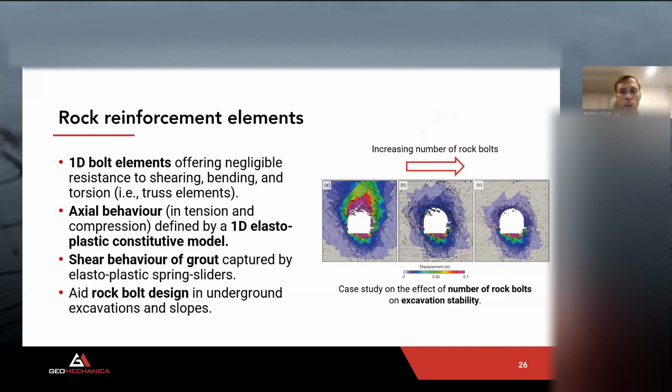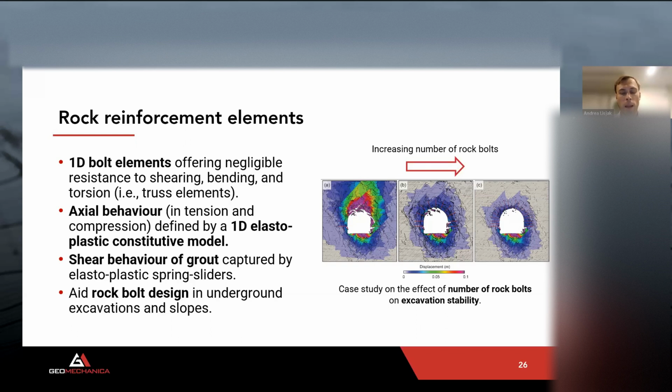And one last feature that I want to touch on here is the ability to model rock support, and specifically rock bolts. Rock bolts can be modeled using dedicated 1D bolt elements that are essentially truss elements. These are 1D elements that offer negligible resistance to shearing, bending, and torsion, so they work essentially in tension and compression. Their actual behavior is defined by a 1D elastoplastic constitutive model, but they are also coupled to the rock mass, so to the solid elements, by dedicated elastoplastic spring sliders.